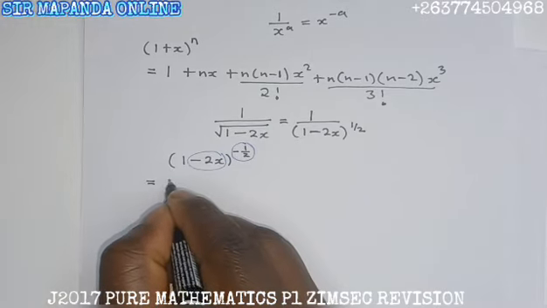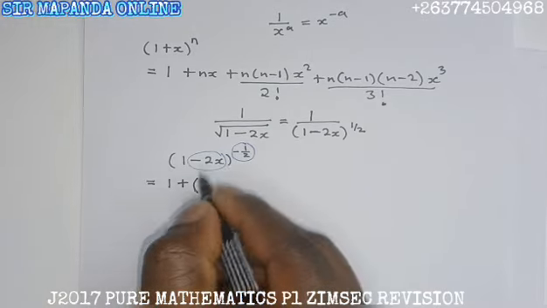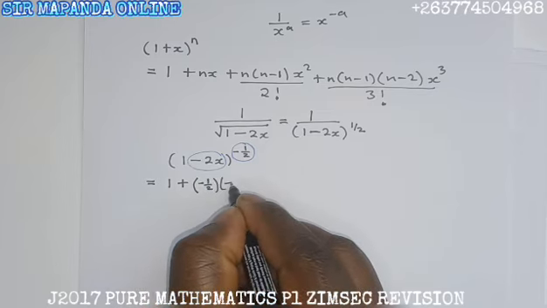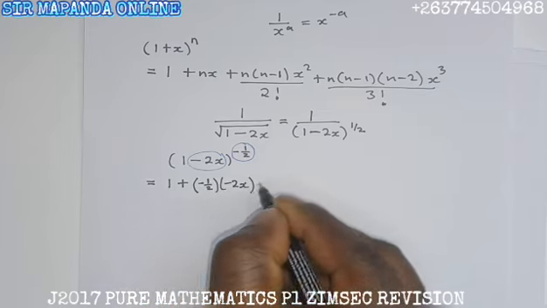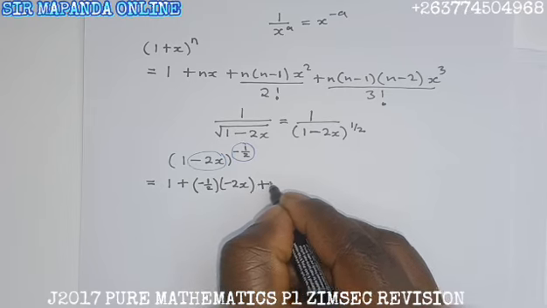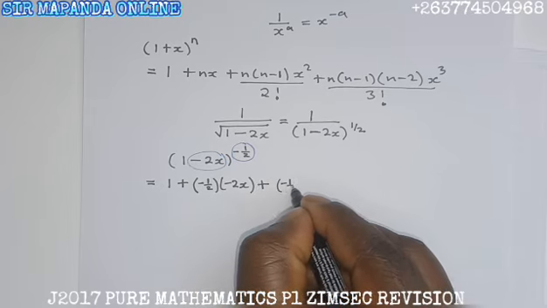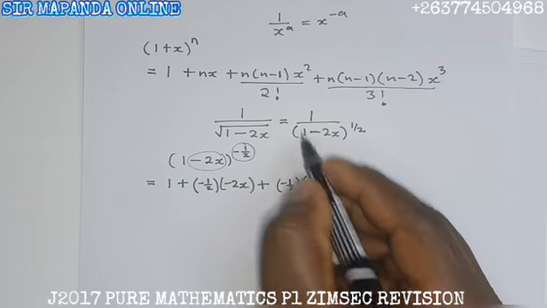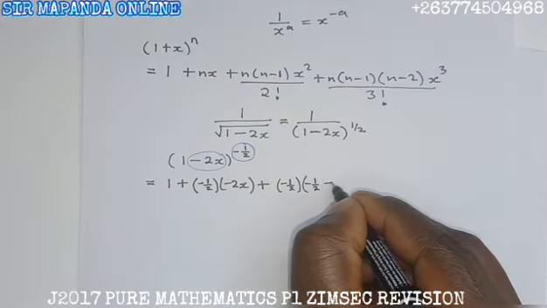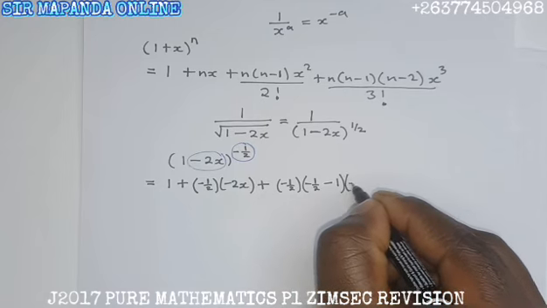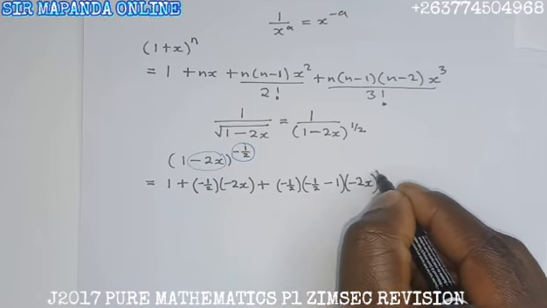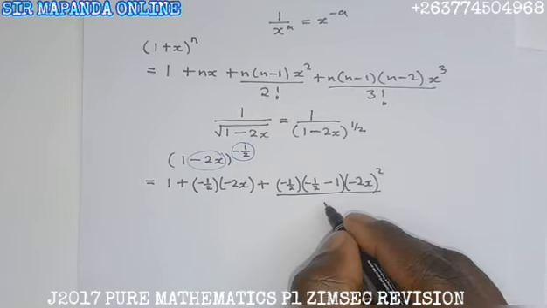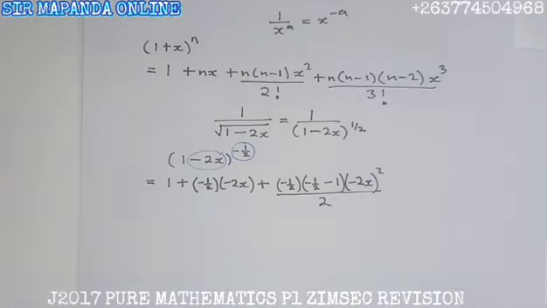So you get 1 plus, open bracket, on n you put minus half, on x you put minus 2x. Plus, on n you put minus half, then you write minus half minus 1. On x you put minus 2x, then raise it to power 2. 2 factorial is the same as 2 times 1, so 2 times 1 gives you 2.